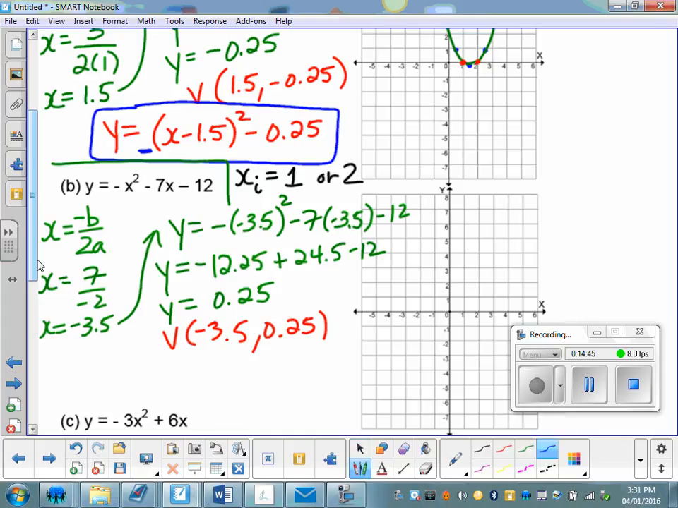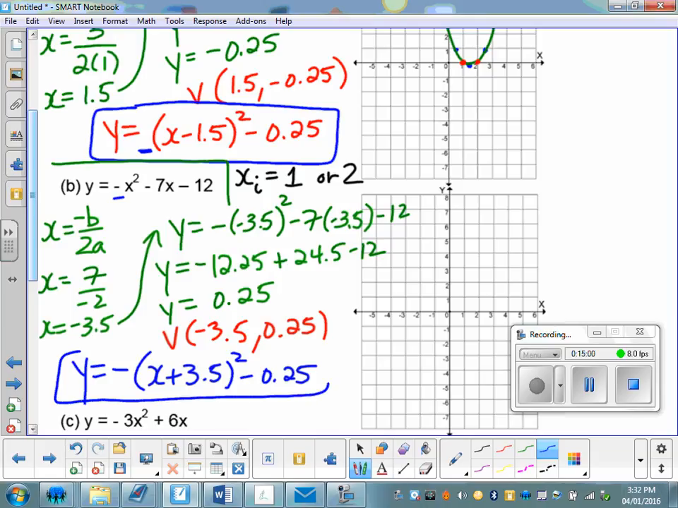So if I'm going to write the equation of this parabola in vertex form, it's got a negative out in front here, so I need a negative here. And then it's x plus 3.5 squared minus 0.25. And if I graph that one, so negative 3.5, 0.25. So there's the vertex.